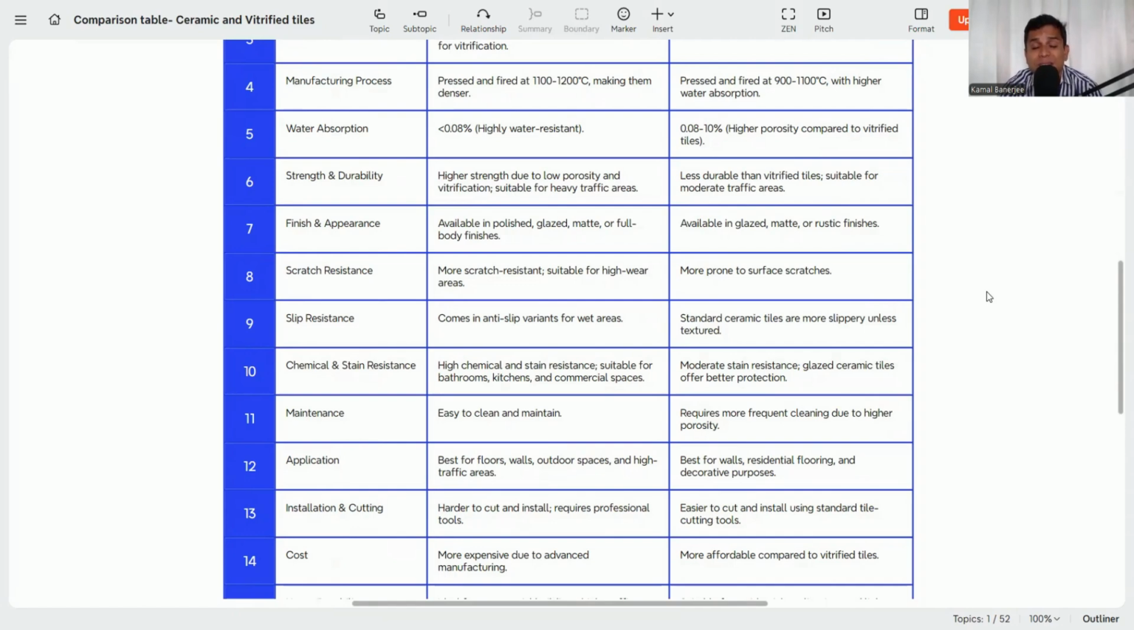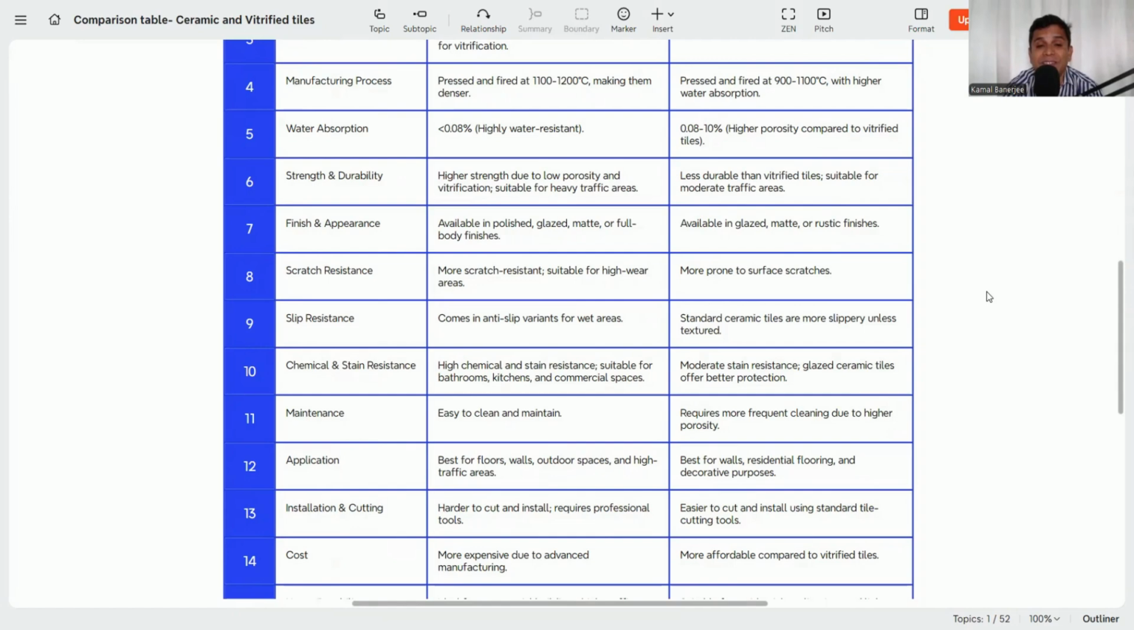Now the slip resistance is very important because it is on the floor, and people will walk over it. But if the slip resistance is not good, then maybe a slip and fall can happen, and injury, or maybe a fatal injury can happen. So on that ground also, you need to think before selecting the tiles for your project.